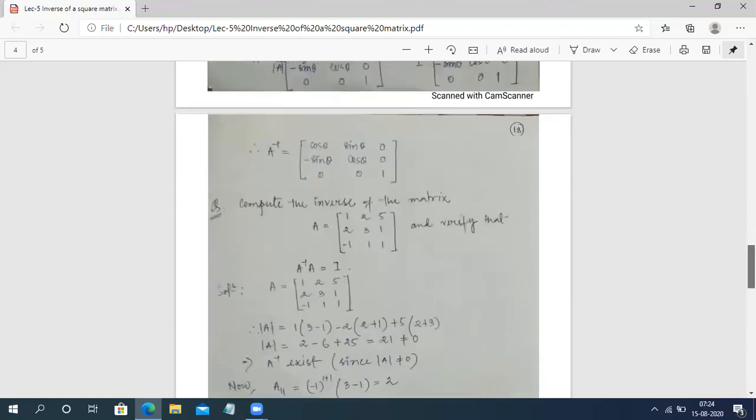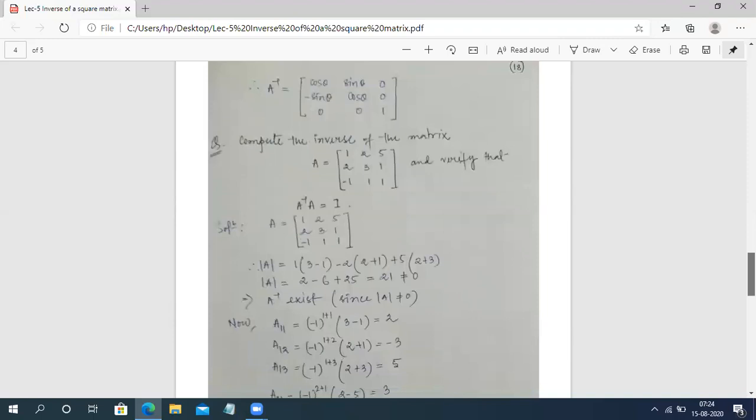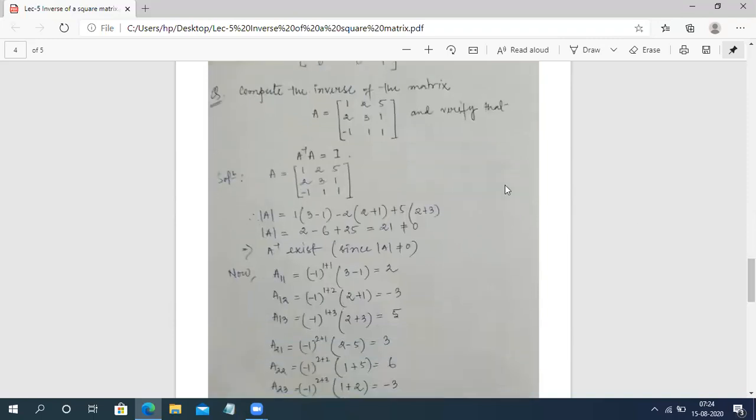Similarly, we can find the inverse of this matrix A by the same method, and there is another part. The second part is you have to first find the inverse of this matrix, and then you have to verify that A inverse into A is equal to the identity matrix.